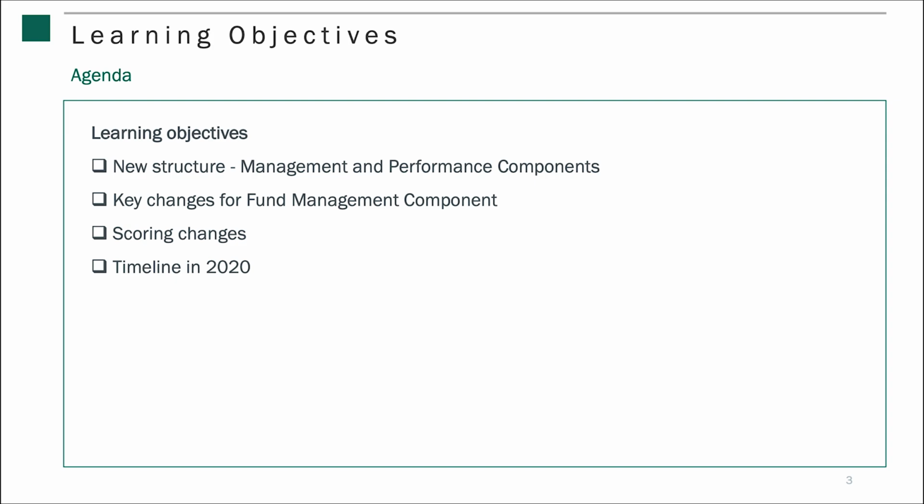We'll start with an overview of the structure of the fund assessment in 2020. We'll then take an in-depth look at the changes in the fund management component. Along the way, we'll also review the changes in scoring and the new participation fee structure. Finally, we'll conclude this lesson by explaining how this new assessment structure impacts the output and results of 2020. By the end of this lesson, you should understand the main changes to the fund assessment and be able to complete the infrastructure fund assessment in 2020, assuming that you participated in 2019.